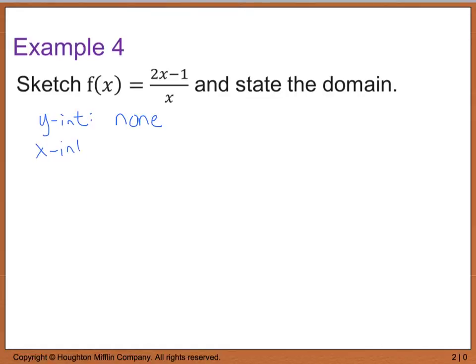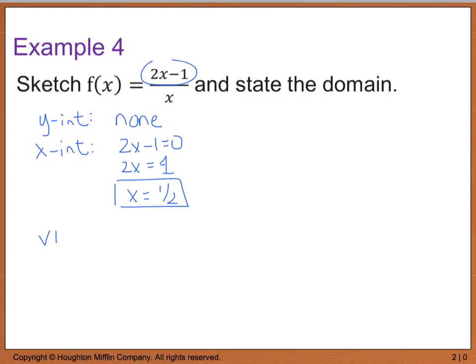My x-intercept I get from my numerator, setting that equal to 0. So I have 2x minus 1 equals 0, which tells me that 2x equals a positive 1, and x then is equal to 1/2. So this is my x-intercept. I have a vertical asymptote when x equals 0, and a horizontal asymptote. I have a first degree in the numerator and a first degree in the denominator. So that's going to give me the ratio of my coefficients, or y equals 2.